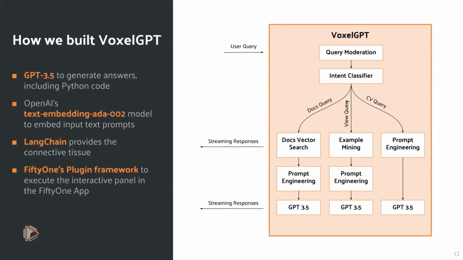Now, another pathway that it could go down is the view query, where we've interpreted that the user is likely asking, hey, I'm looking at a data set right now. I want to see a particular view into my data set, which is 51's term for searching the data set to pull out a specific subset. So the way that we handle that is by passing the view query through an example mining procedure where we pull in a bunch of example queries.